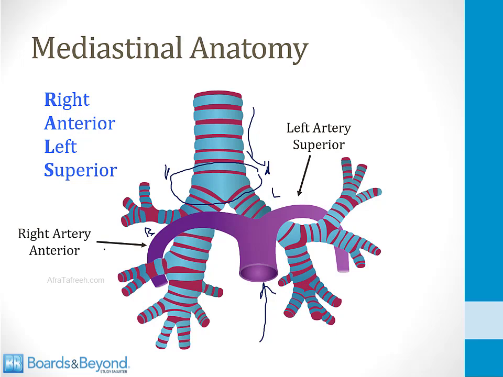What you need to appreciate is that on the right side, the pulmonary artery passes anteriorly to the right bronchus. You can see that here. It's passing in front of it towards the chest wall. That's anteriorly.